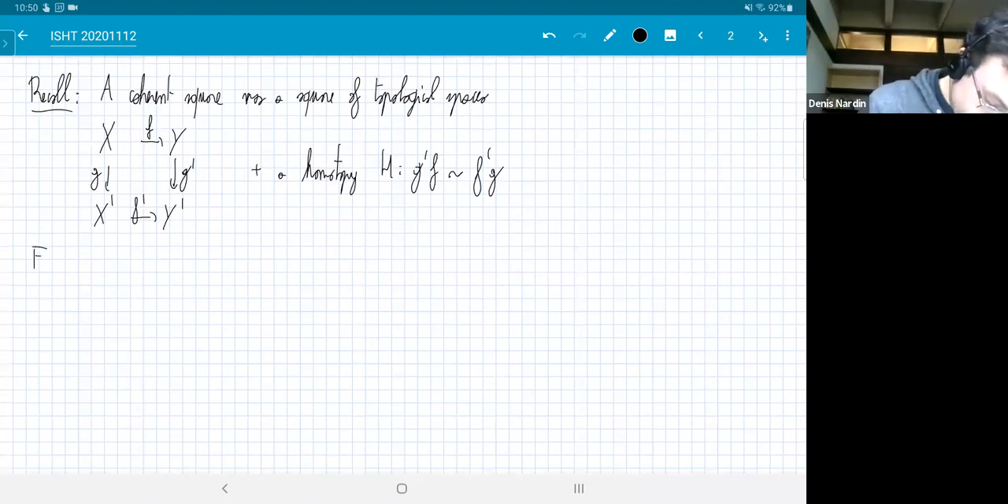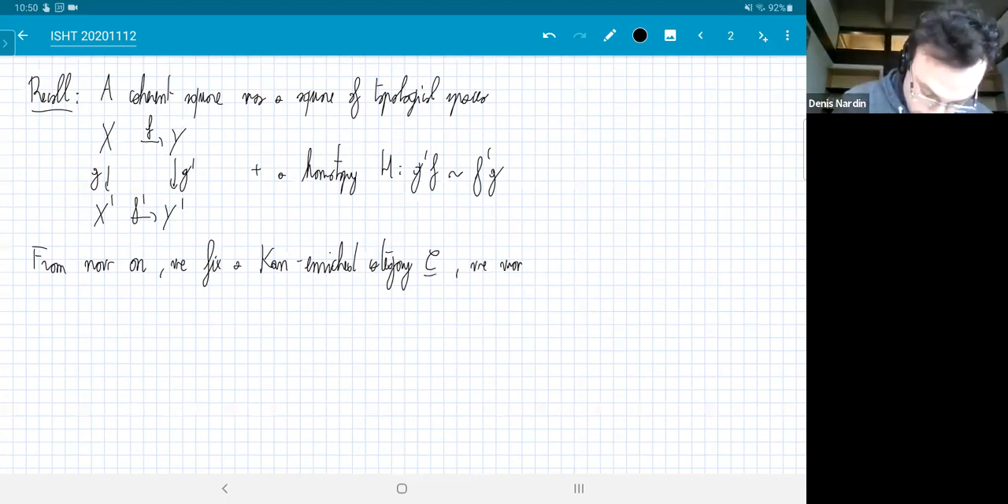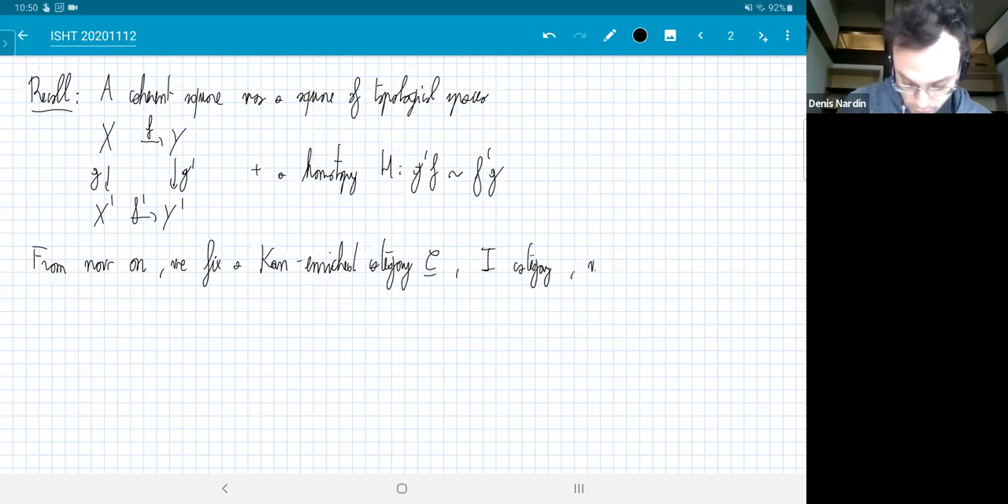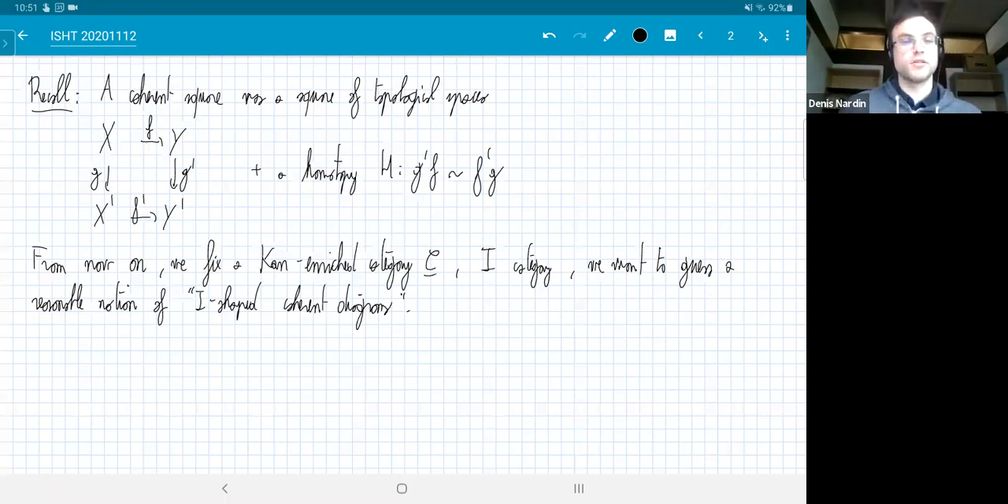So from now on, we fix a Kan-enriched category, C underline, and we want to guess a reasonable notion of I-shaped coherent diagrams. Okay, and we'll see a bunch of examples and they will become more and more complex as time goes on. And then I'll give the general definition. And you should stop me at any point in which this becomes not intuitive.